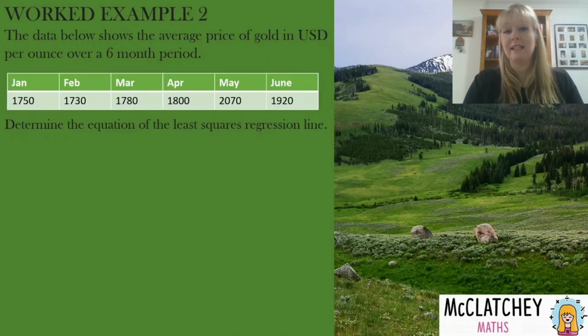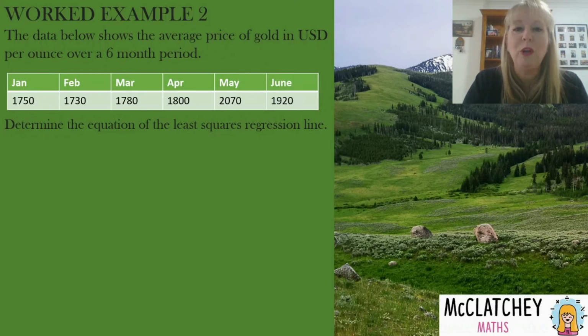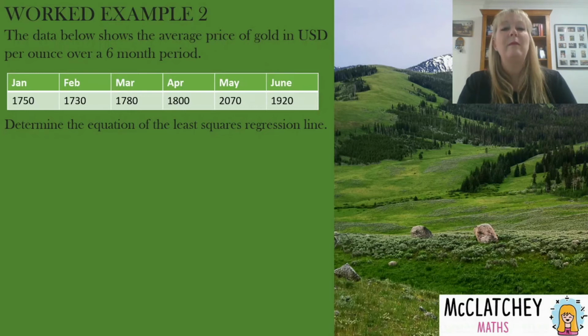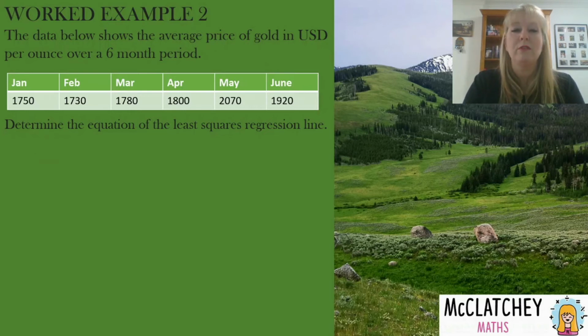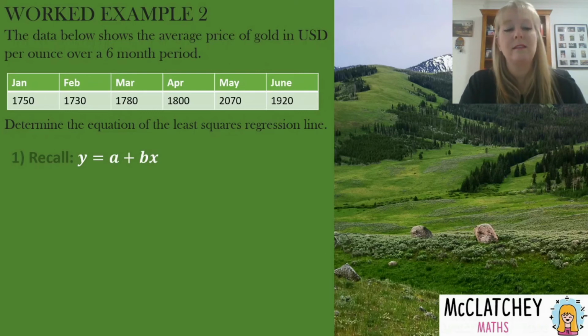Okay, we're on to our second example. This is one where we're going to use our calculator, so hopefully you've got your Casio out and you can work along with me. We are looking at the average price of gold in US dollars over a 6-month period, and we're going to find the equation of the least squares regression line. So firstly, you need to write down your formula, y equals a plus bx.